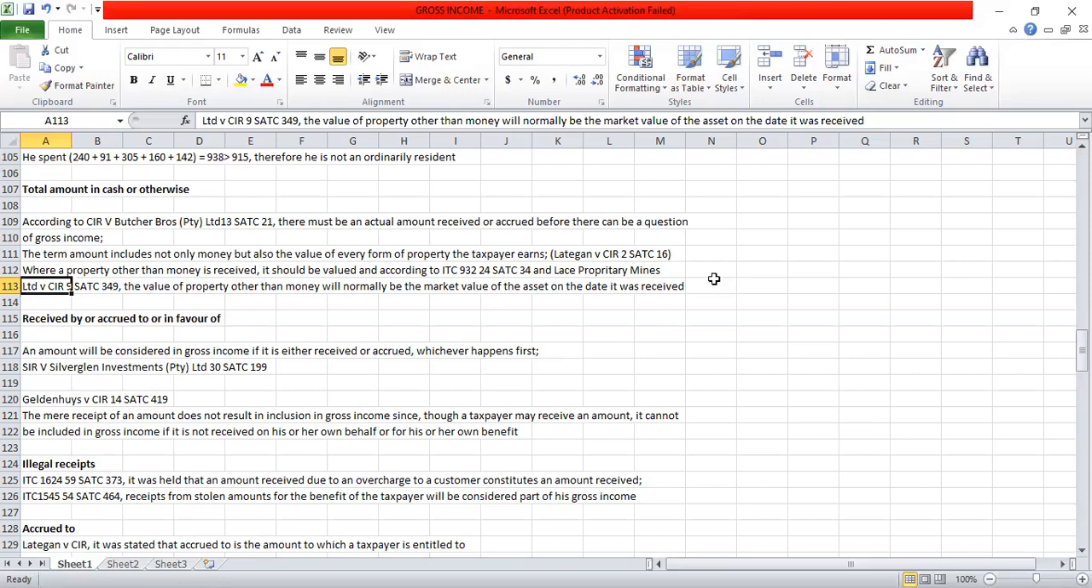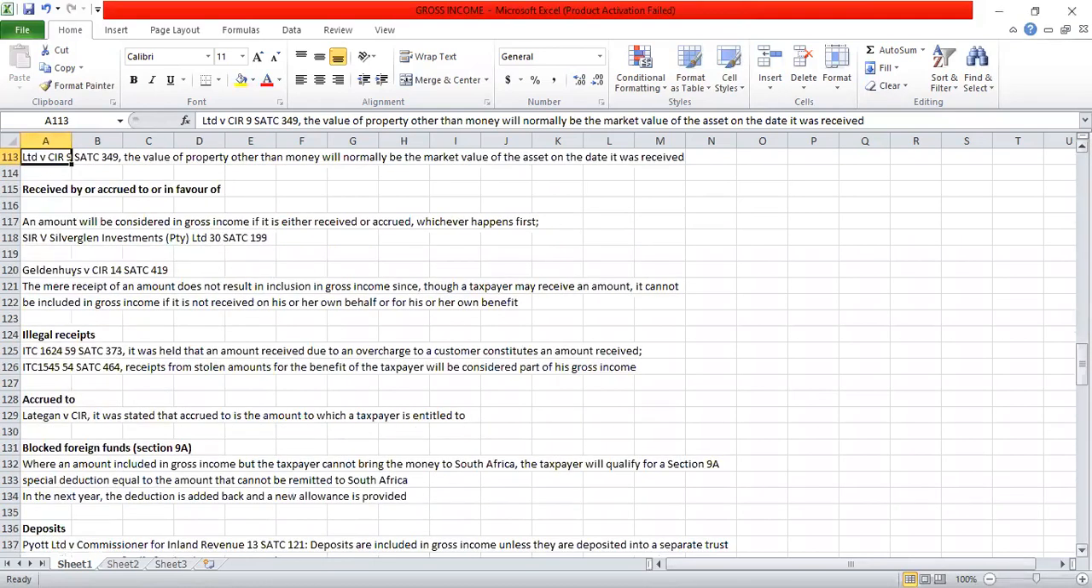Any questions on the total amount in cash or otherwise? Please, guys, you should know some of these cases, because there are instances where you might be needed to go to court, and there are questions where they ask you to include case law. When they say include case law, include some of these cases in your discussion.